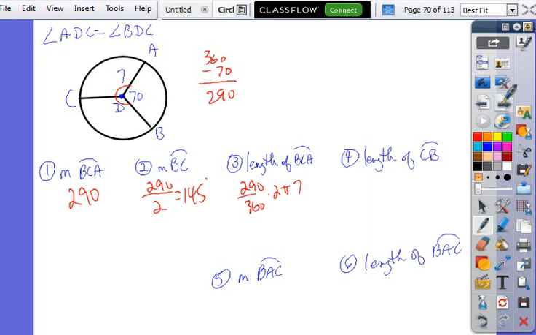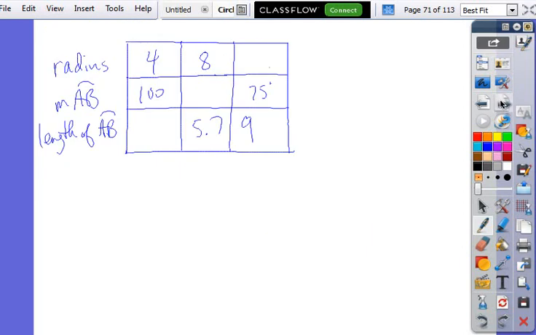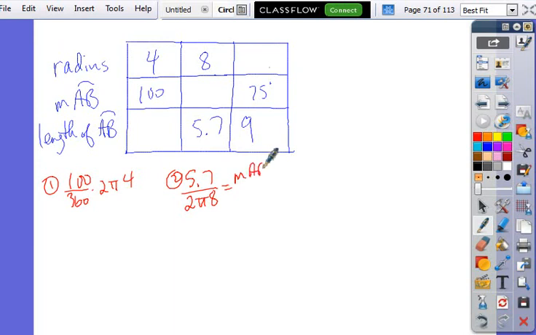If it's the chart, same stuff. If it says length, it'd be degree over 360, 2 pi 4. If it says find the measure, I go to the proportion and do that. If it says find radius, I start by finding C.